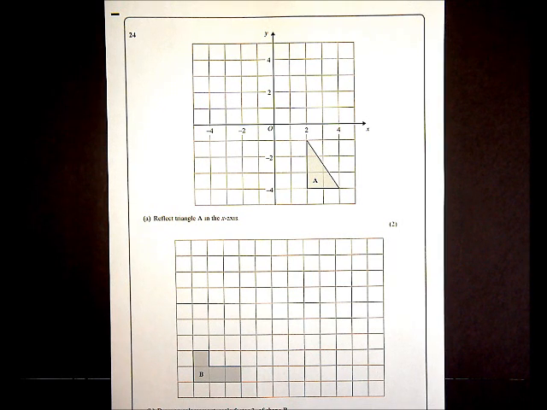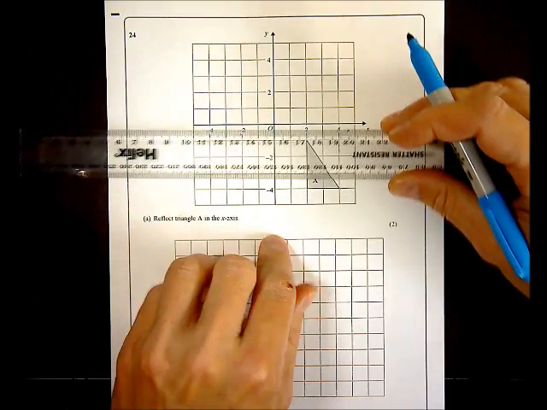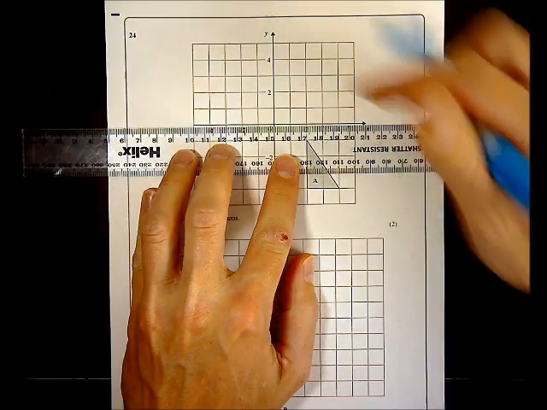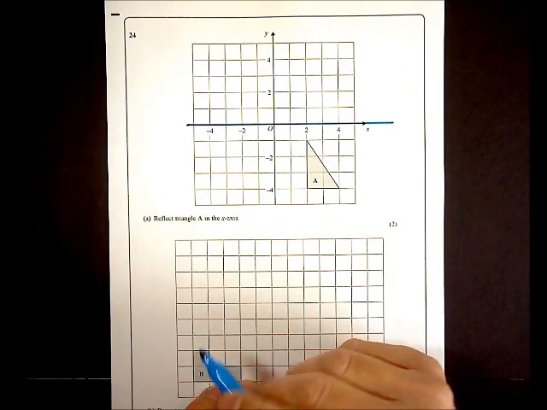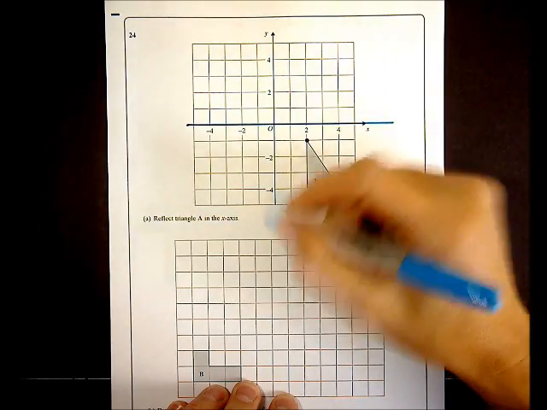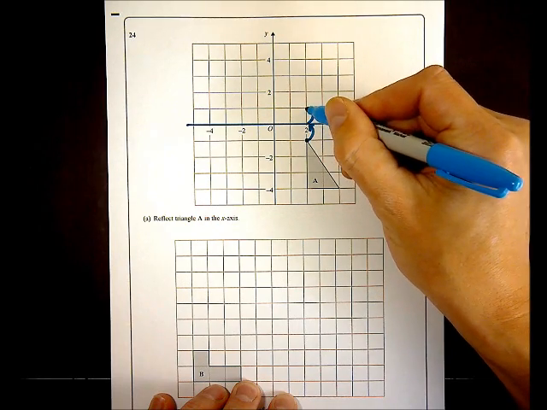On question 24a, I'm asked to reflect triangle A in the x-axis. So the first thing I'm going to do is make sure I get the right axis. So the x-axis is this one here. So I'm going to draw on my line of reflection. And now all I'm going to do is count squares. So this point here is 1 square away from the axis. So when it's reflected, it's going to go there.